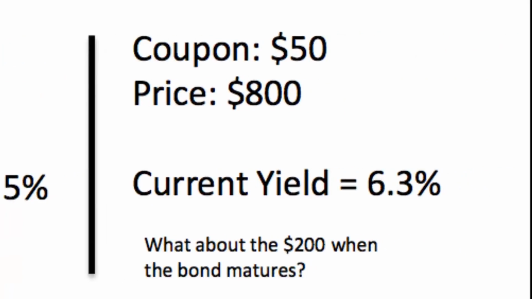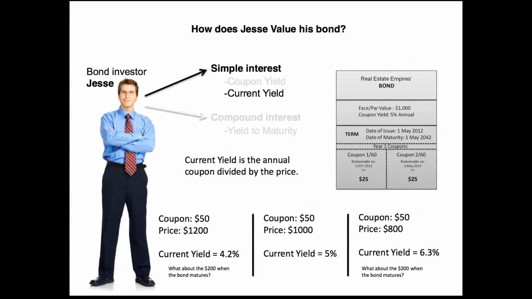And likewise, if he could buy the bond at $800, regardless of how long he holds it, when the bond matures, the bond's going to be worth $1,000. So that's a $200 profit that isn't calculated into that current yield percent. So when we talk about yield to maturity, that's where that's really going to come into play. Just so you know, when somebody quotes you a current yield, it's not accounting for the difference between the price that you're going to pay and the par value whenever the bond matures.